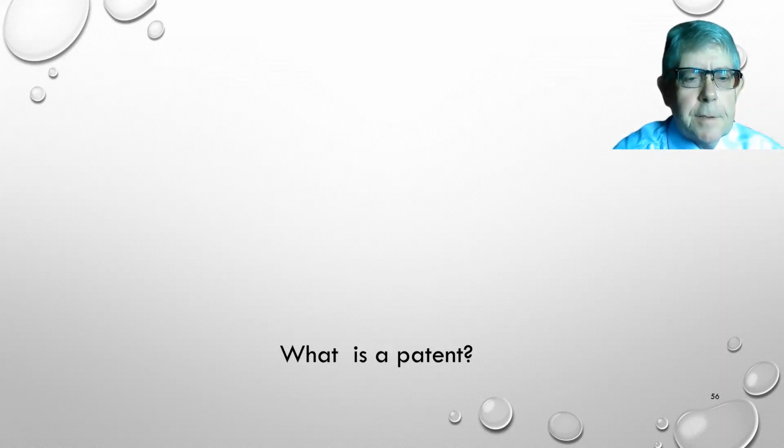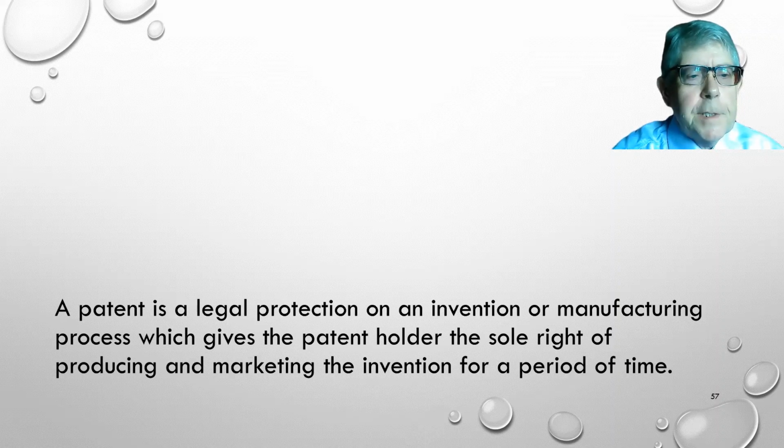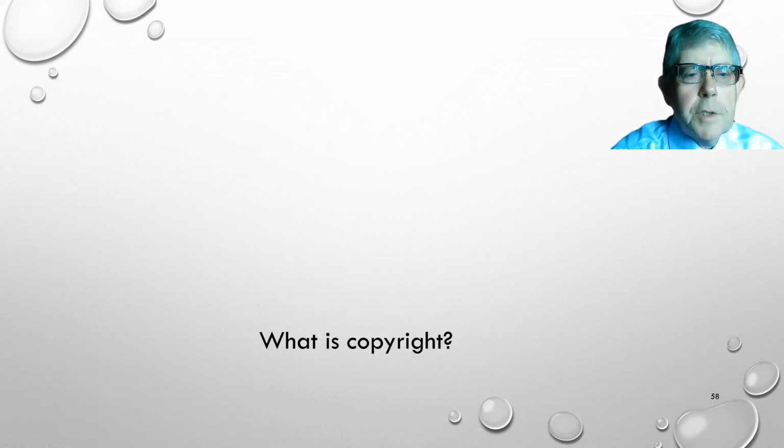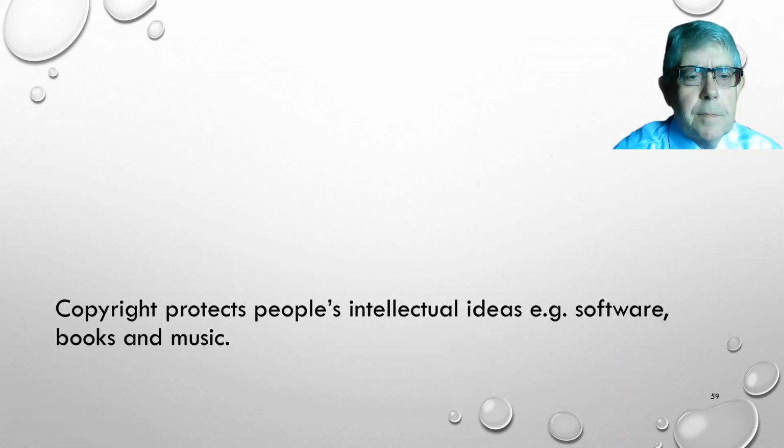What is a patent? A patent is a form of legal protection on an invention or manufacturing process which gives the patent holder the sole right of producing and marketing the invention for a period of time. What is copyright? Copyright protects people's intellectual ideas, for example, software, books, and music.